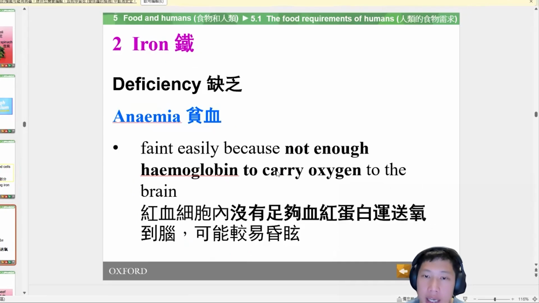If we do not have enough iron, then we will have a deficiency disease. We will have a disease called anemia, which in Cantonese we call 貧血. In this case, we will faint easily because we do not have enough hemoglobin to carry oxygen to the brain. So we can easily feel tired, or even easily lose consciousness because there is not enough oxygen.